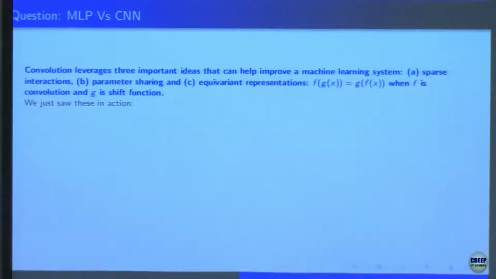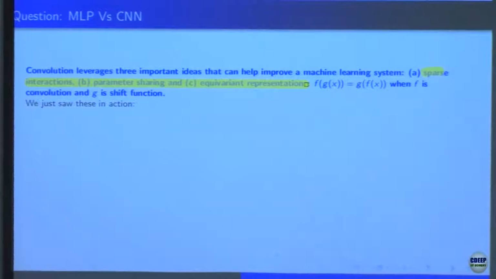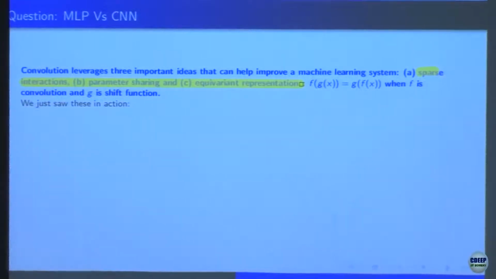So you can look at all these in action here: sparse interactions, parameter sharing, and equivariant representation. All these are in place. And equivariant, I want to remind you, is not invariant. I think there was a quiz problem, right? Invariance versus equivariance. So equivariance would mean that f(g(x)) is the same as g(f(x)). It's not that f is not effective at all, it's just that the order I am able to change.